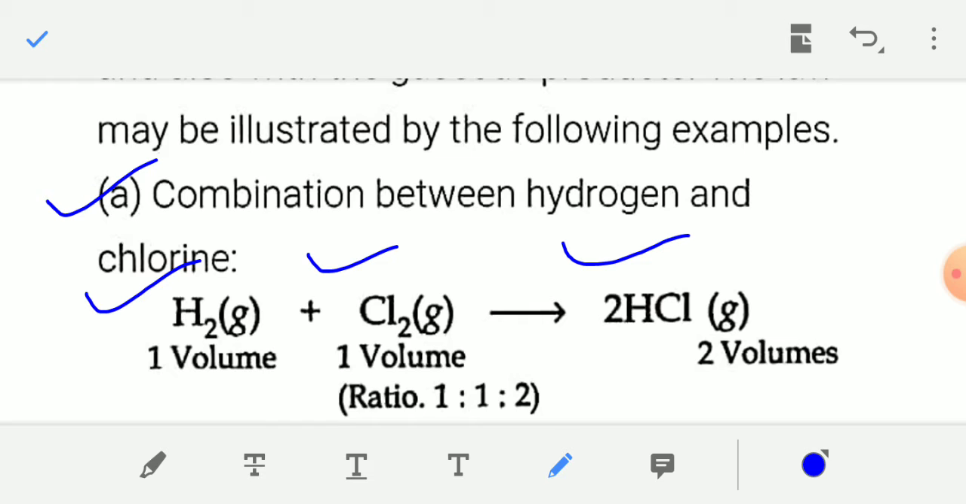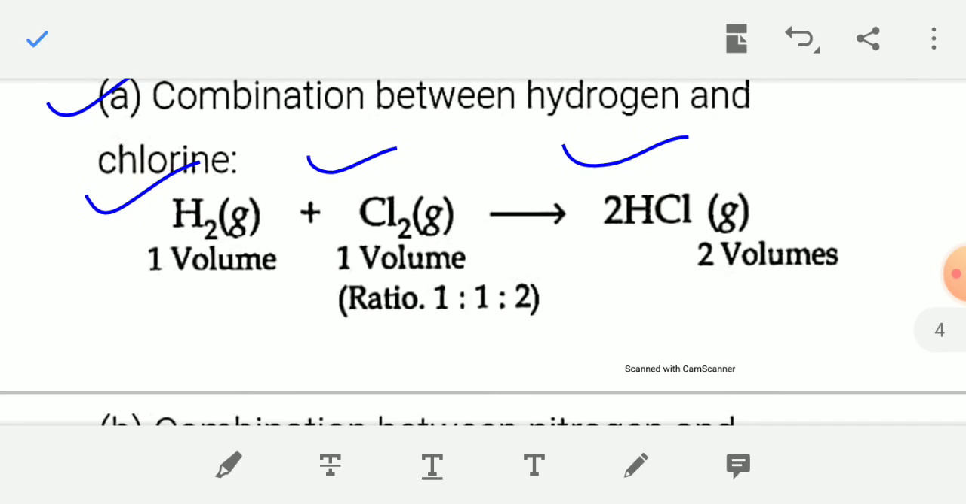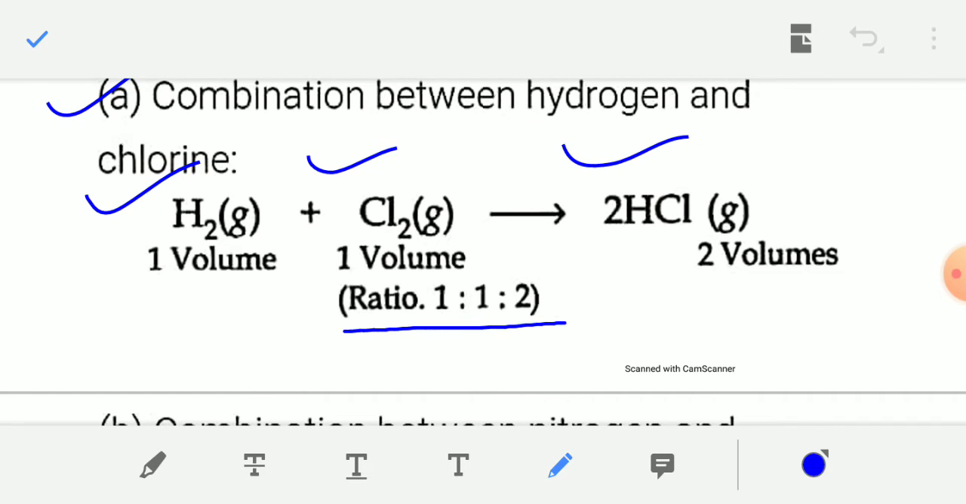So the ratio in the volume of reactants and product is 1 is to 1 is to 2. This is a simple ratio.